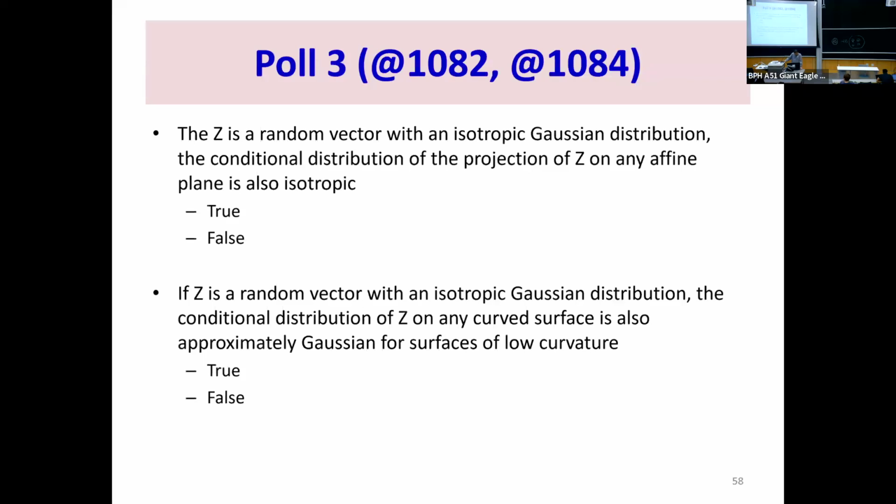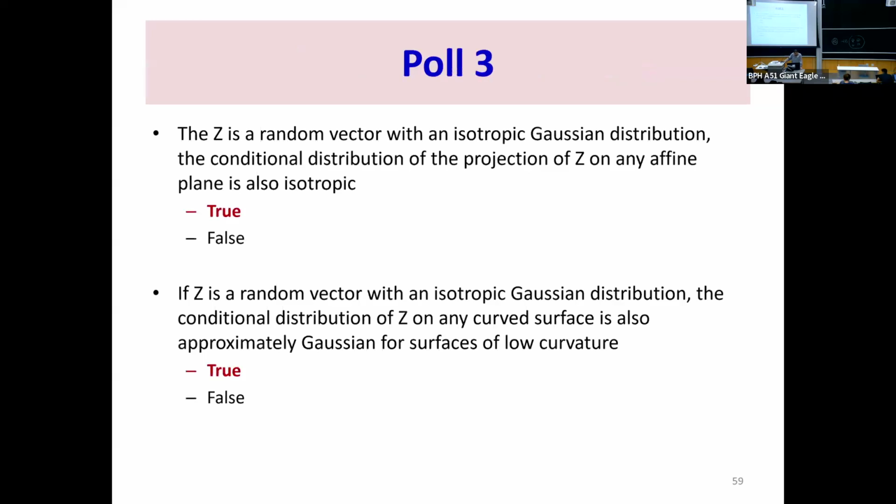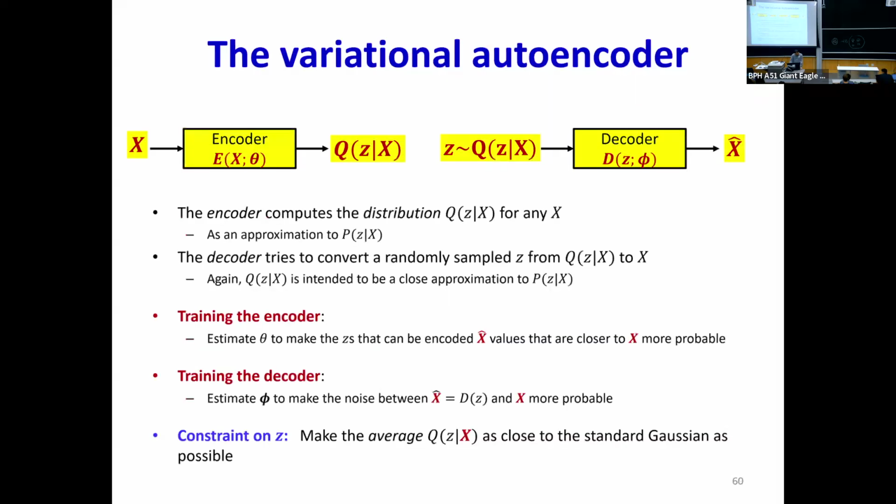True. Right? If Z is a random vector with an isotropic Gaussian distribution, the conditional distribution of the projection of Z on any affine plane is also isotropic. And on any curved surface, it's approximately Gaussian for surfaces of low curvature. If it's an affine plane, it's isotropic, with unit variance. If it's curved, we don't know exactly what the variance is. You'd have to estimate it, but it's approximately Gaussian, which means that I can assume that the Q of Z given X is kind of Gaussian, right?